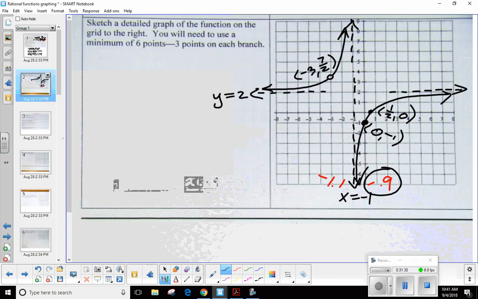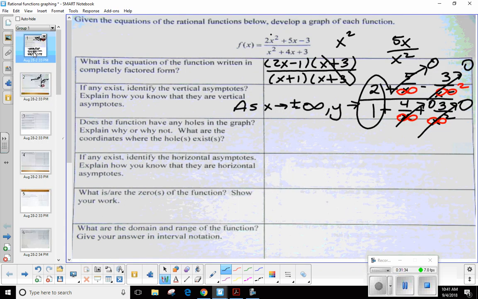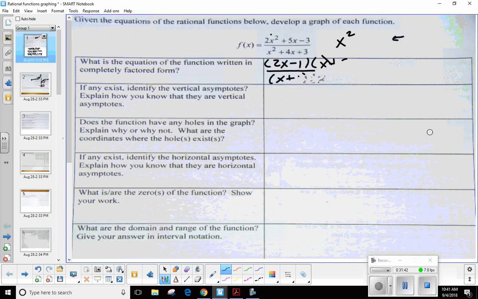Okay, so any questions on a rational function? How are we doing? Ready for another one? Yes. Okay, let's do it. Yay.